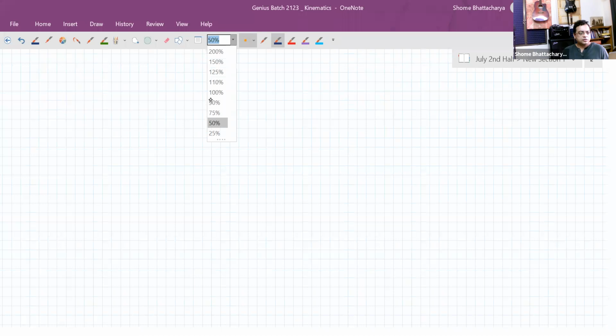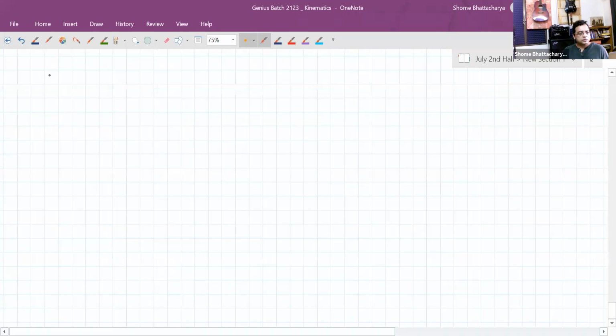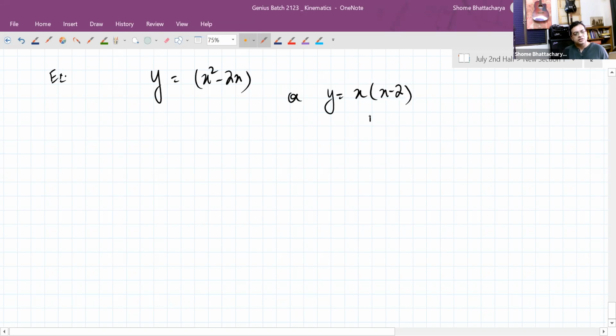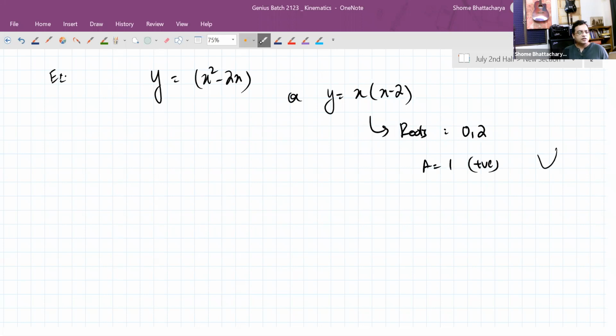So for example, suppose I have y is equal to x square minus 2x. And all I have to do is write this like this, that y is equal to, factorize it. And you can see that the roots are 0 and 2. And the coefficient of x square is 1, which is positive. So it's a graph like this. So now you can visualize the graph very easily.